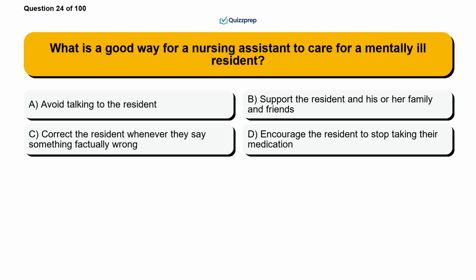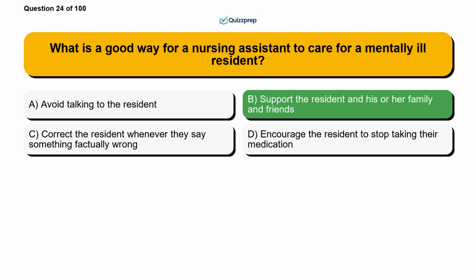Question 24. What is a good way for a nursing assistant to care for a mentally ill resident? Option A, avoid talking to the resident. Option B, support the resident and his or her family and friends. Option C, correct the resident whenever they say something factually wrong. Option D, encourage the resident to stop taking their medication. The correct answer is option B, support the resident and his or her family and friends.